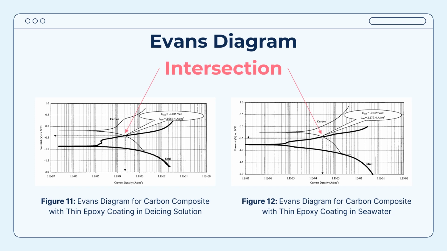When steel was coupled with carbon, it corroded approximately 13.7 and 13.4 times faster in the de-icing salt solution and seawater, respectively, compared to when carbon was absent. This estimation was based on the intersection of the polarization plots on the Evans diagram.